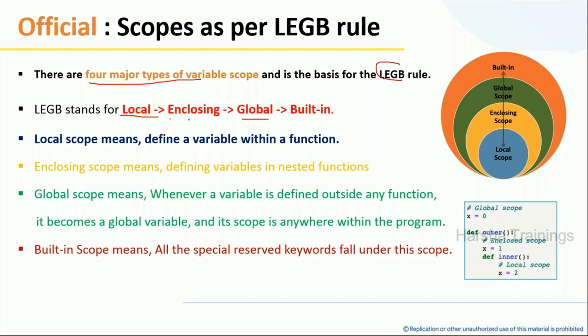Now, the third one is enclosing scope. The fourth one is built-in scope. What is the meaning of enclosing scope? Now, look here at the function. I have declared a function. Within a function, if I declare one more function, that is called enclosing scope.